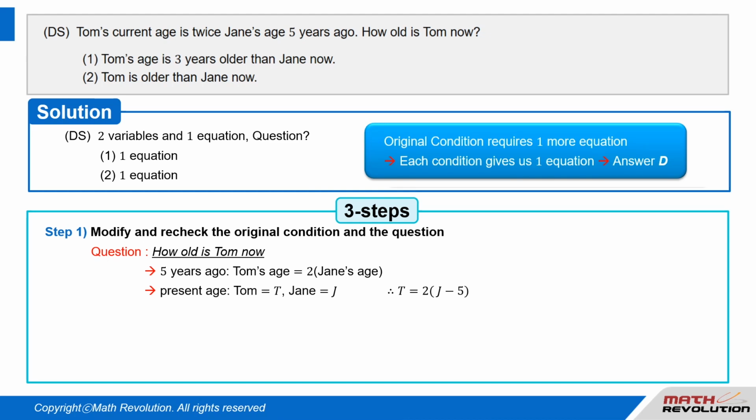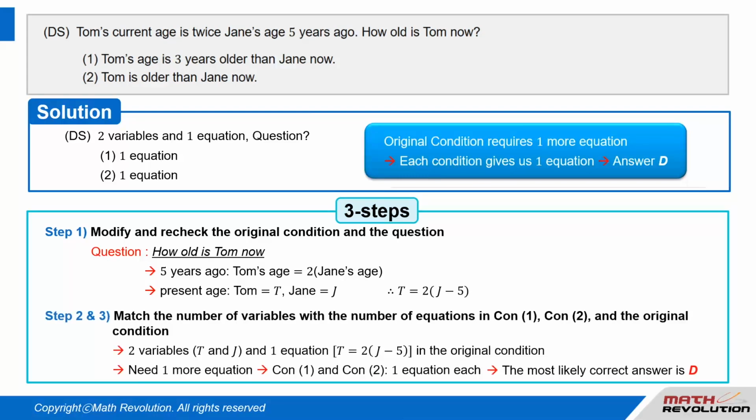You should practice making equations like this. That's how you can count the number of the equations. You will learn this in the future in Lesson D. Follow the second and third steps. From the original condition, we have 2 variables, T and J, and 1 equation, T equals 2 times (J minus 5). To match the number of variables with the number of equations, we need 1 more equation. Since conditions 1 and 2 will provide 1 equation each, D would most likely be the answer.